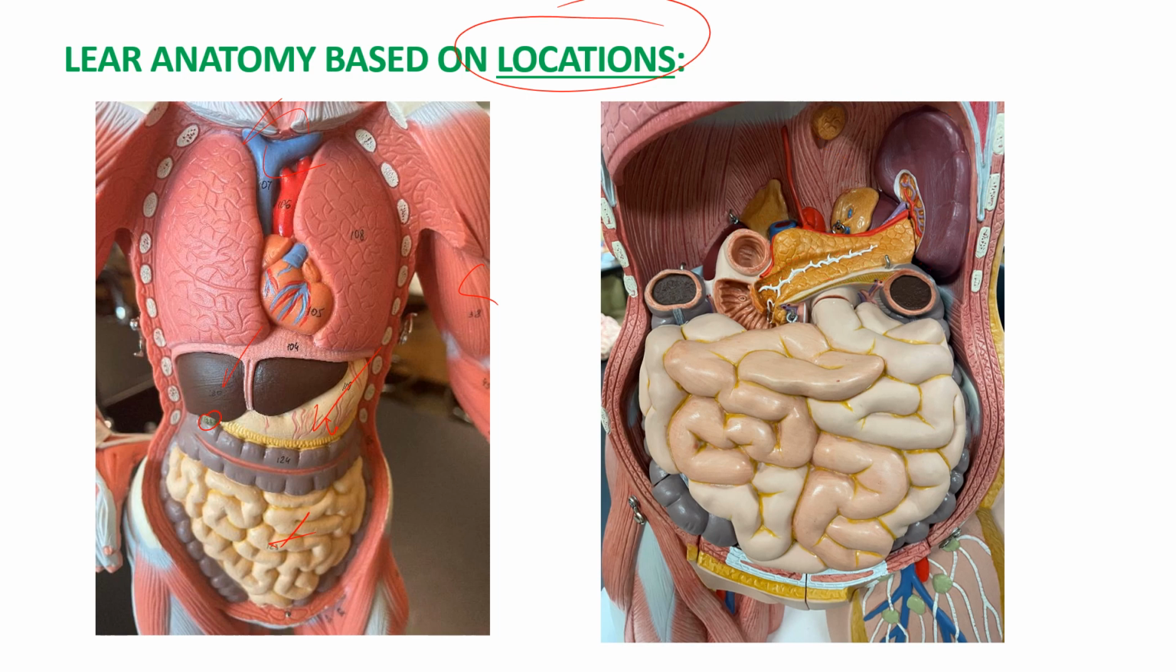What other organ is going to be important? The pancreas. The pancreas is this organ that is kind of in the middle of the abdomen.